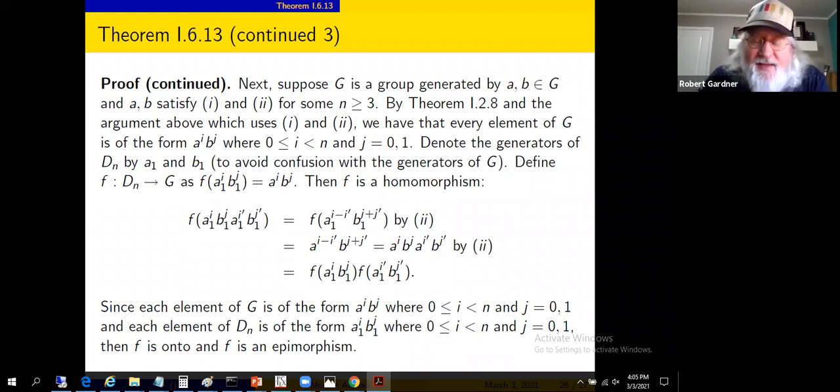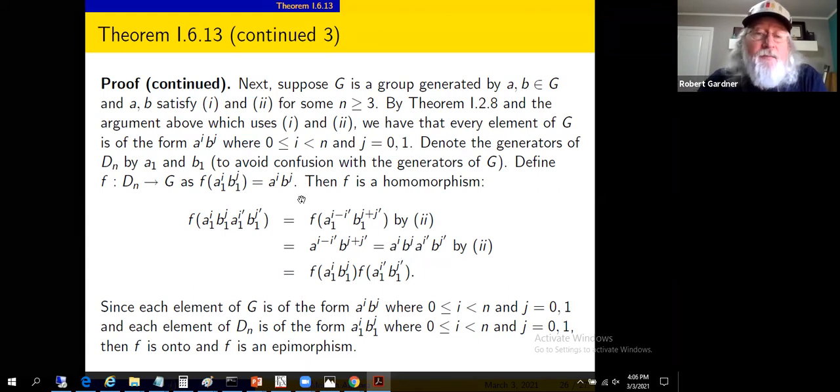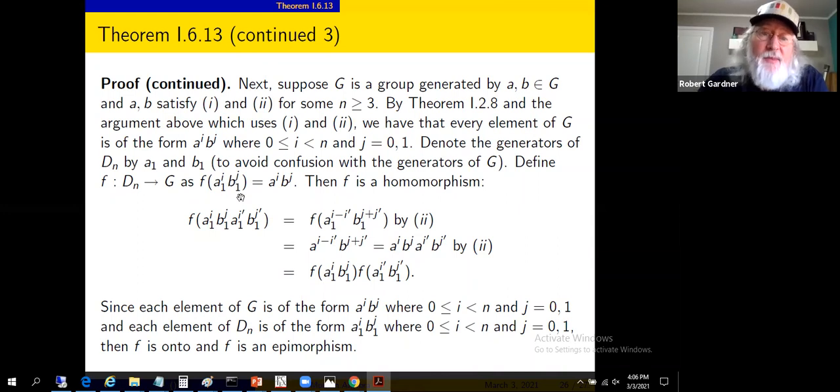These satisfy that same BA equals A inverse B relation that allowed us to swap the orders. So swap them back, doing the same thing you did previously. We put the A's on the left and the B's on the right to get this. Well, split them back up in such a way that you get the corresponding exponents. Same idea backwards. A to the I power, B to the J power, that's F of A1 to the I power, B1 to the J power. And similarly with the primes.